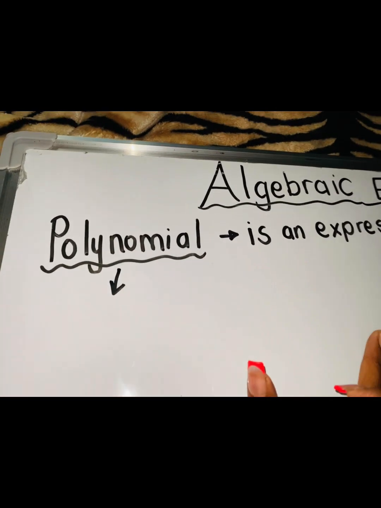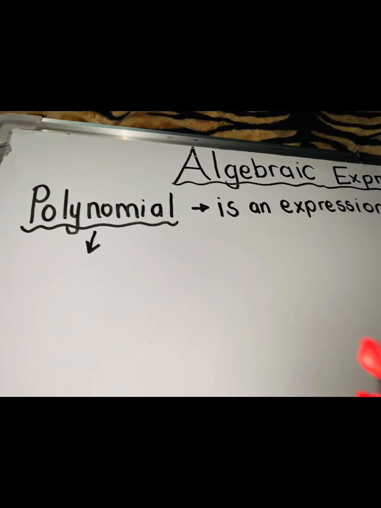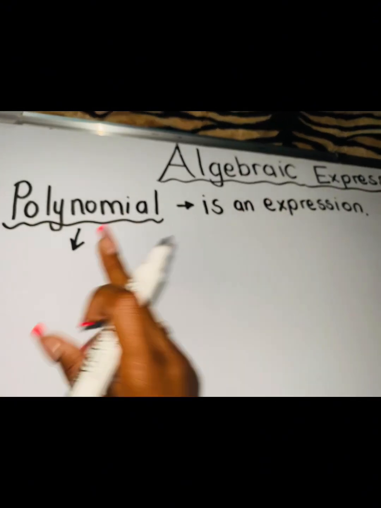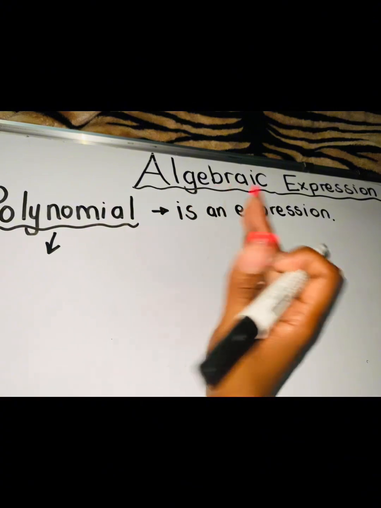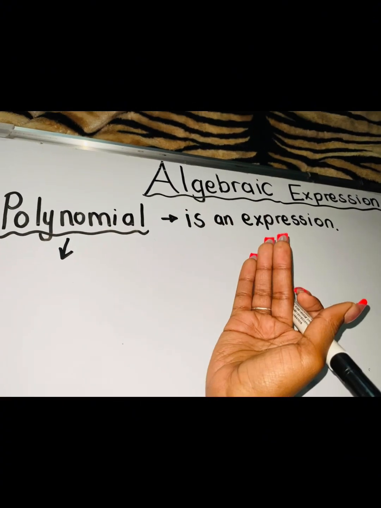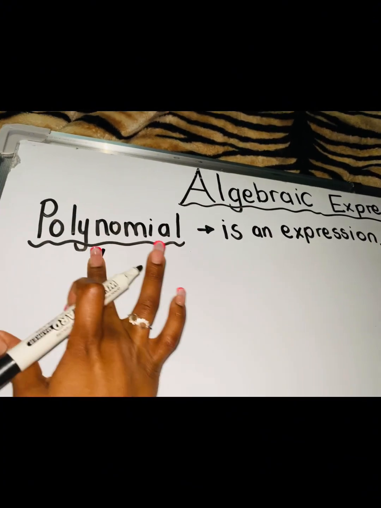Alright, grade 8. Let's continue with algebraic expressions. Now we're going to talk about a polynomial. So what is a polynomial? It is still an expression. So basically, an expression and polynomial is the same thing. It's just that we prefer to say expression, but there's nothing wrong with polynomial.